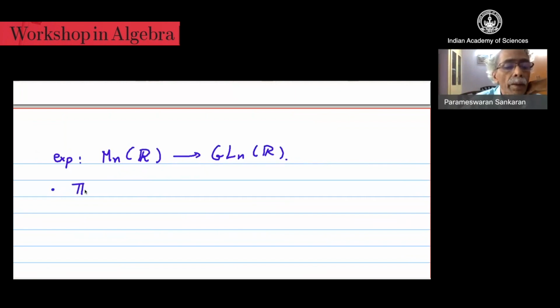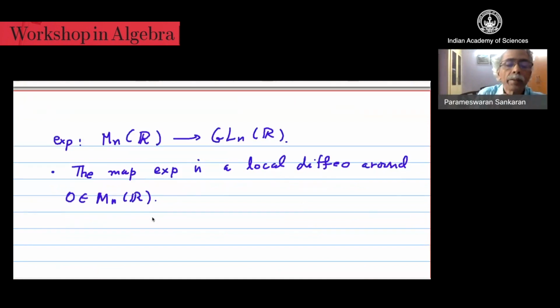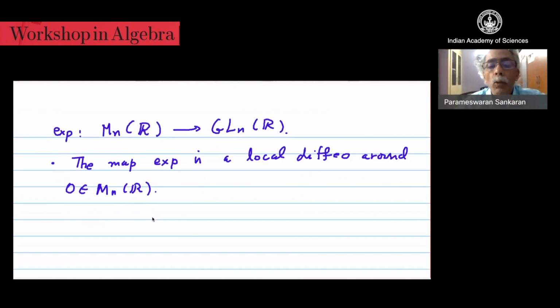Now the statement is that the map exp is what is called a local diffeomorphism, a diffeomorphism around the origin, the zero matrix in Mn(R). Okay, let's just do that. I should explain to you what it means to say local diffeomorphism.